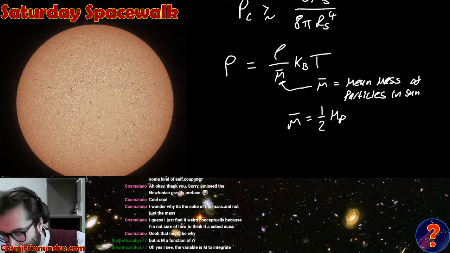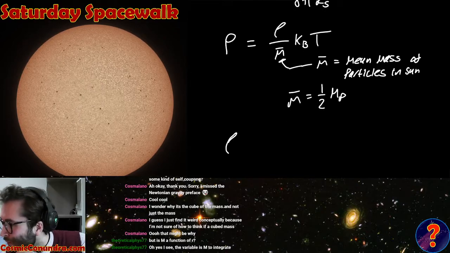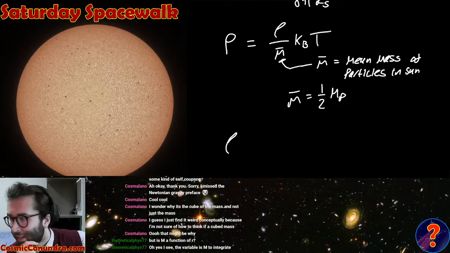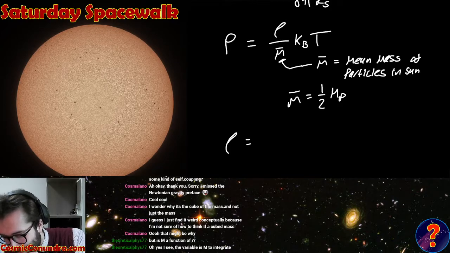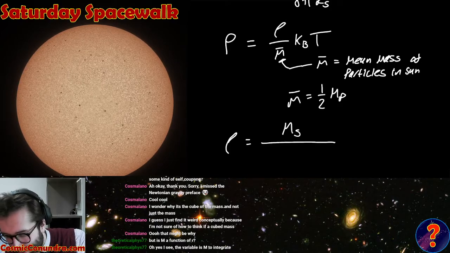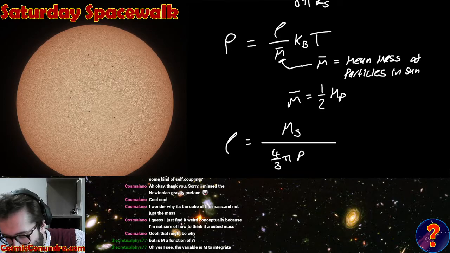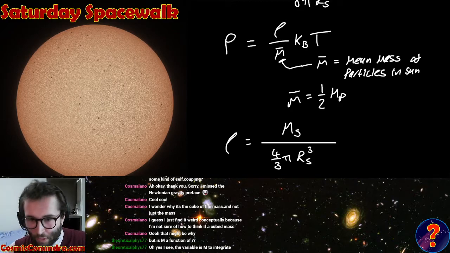All right. And we're also going to approximate the density of the Sun to be constant. So again, this is a bad approximation, but it'll give us a reasonable order of magnitude estimate. So the density of the Sun is roughly the mass of the Sun over 4/3 pi radius of the Sun cubed. Okay.